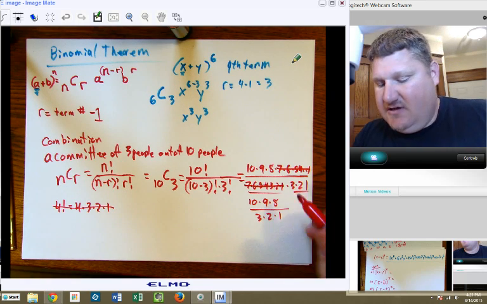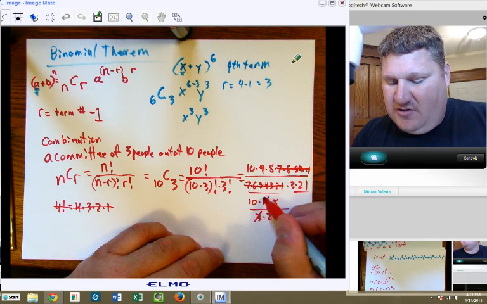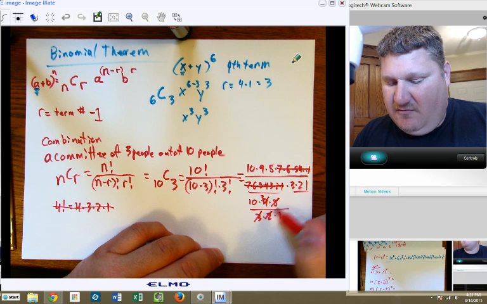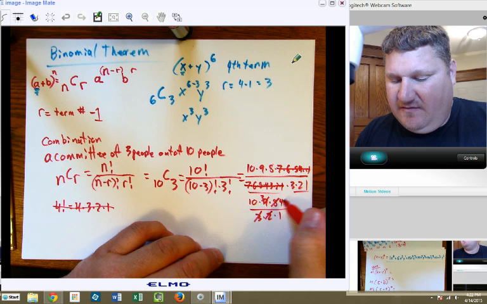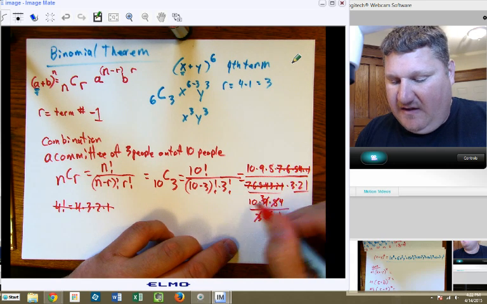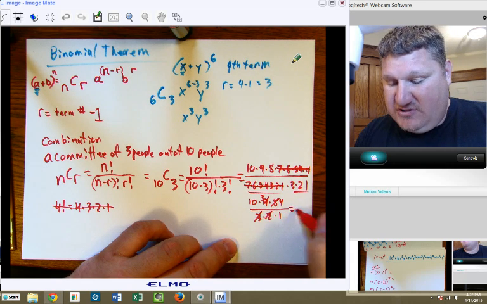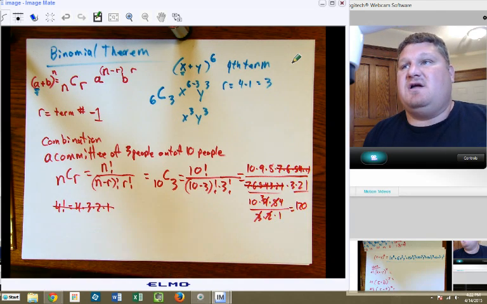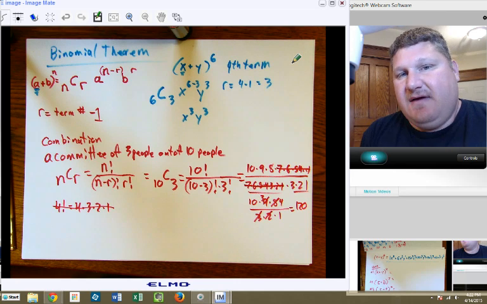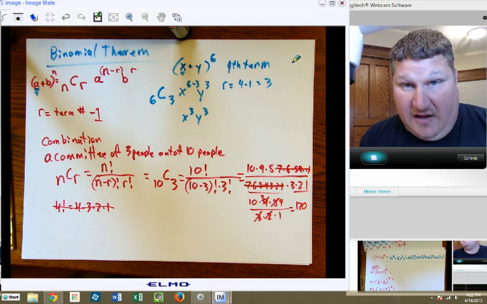With that, we can continue to reduce. Those are going to reduce by 3. These are going to reduce by 2. And so I have 10 times 3 times 4, which is 120. So there would be 120 ways to make a committee of 3 people out of 10 people.